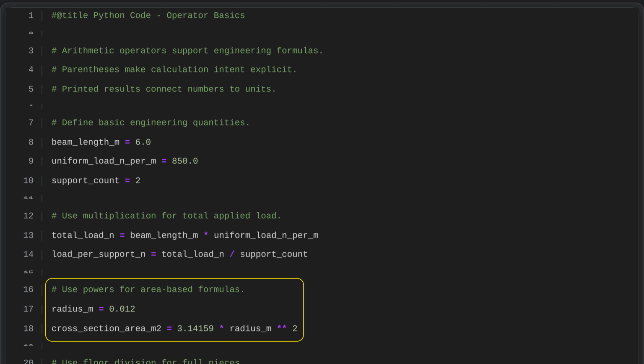A rod's radius is given as 0.012 meters. Its cross-sectional area is found using the area formula for a circle, pi times the radius squared. This area, measured in square meters, helps describe the rod's material properties and structural capacity.